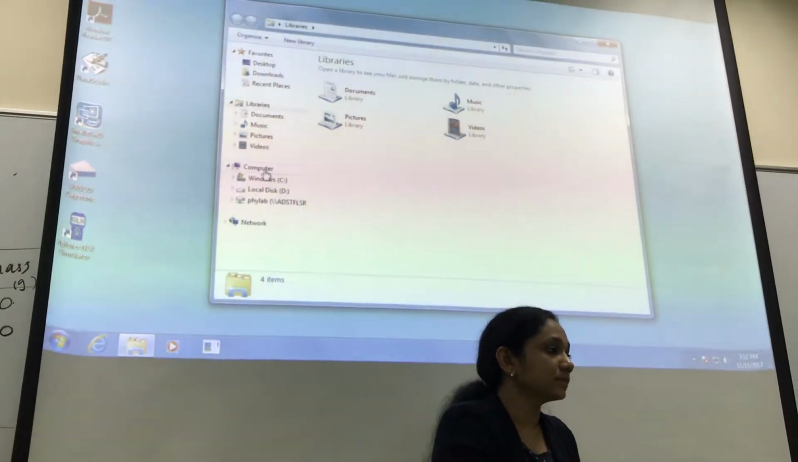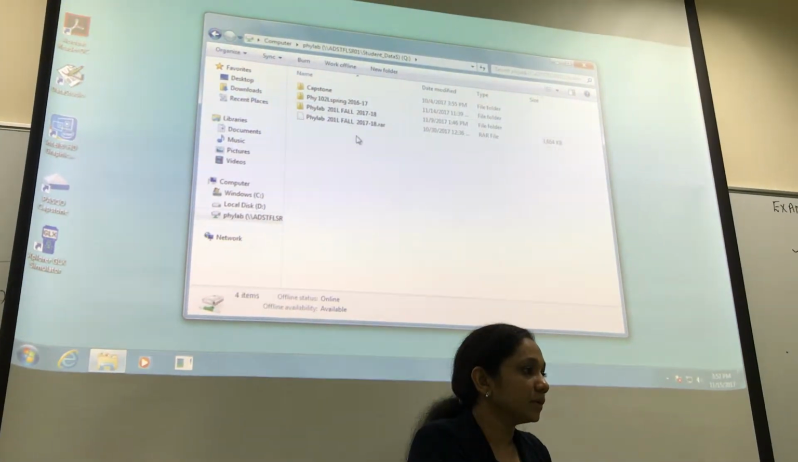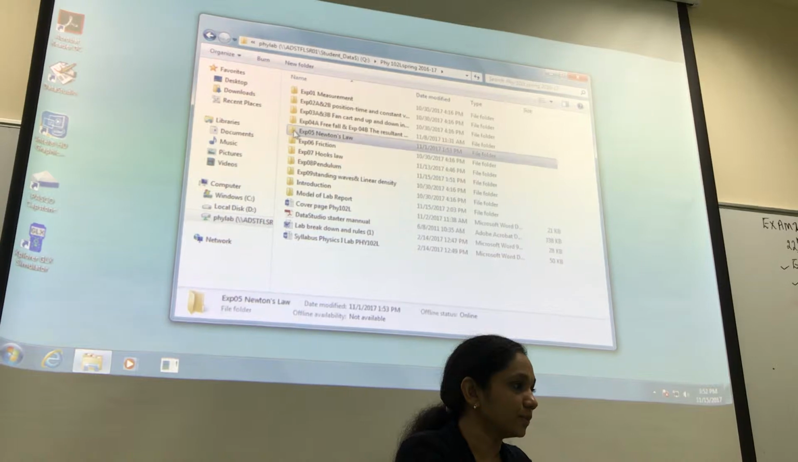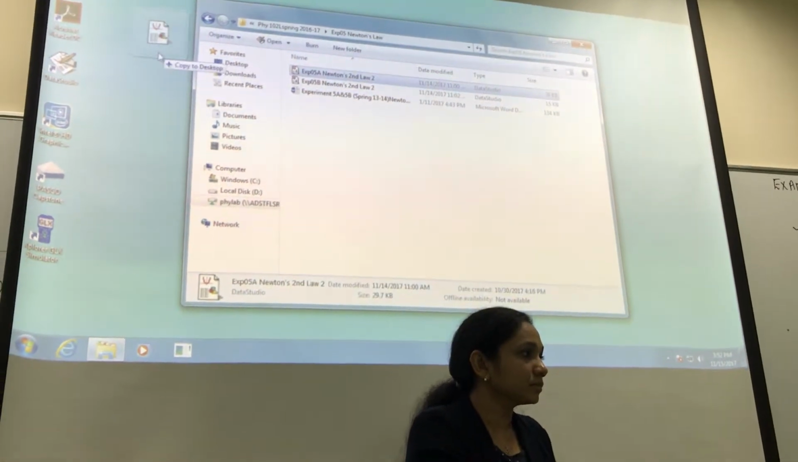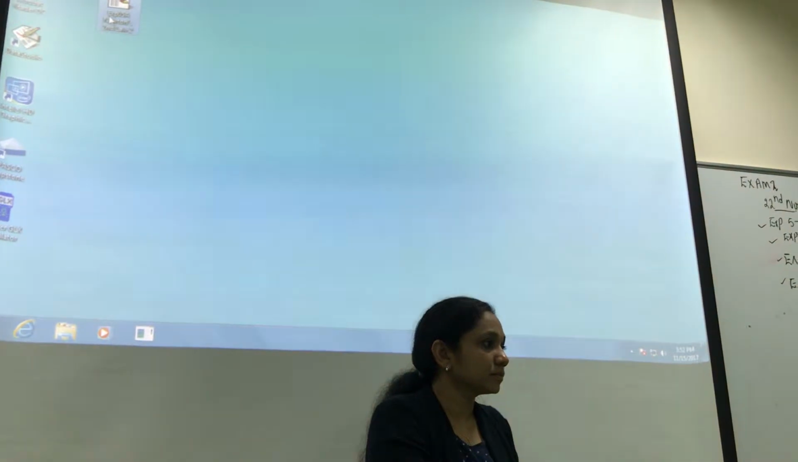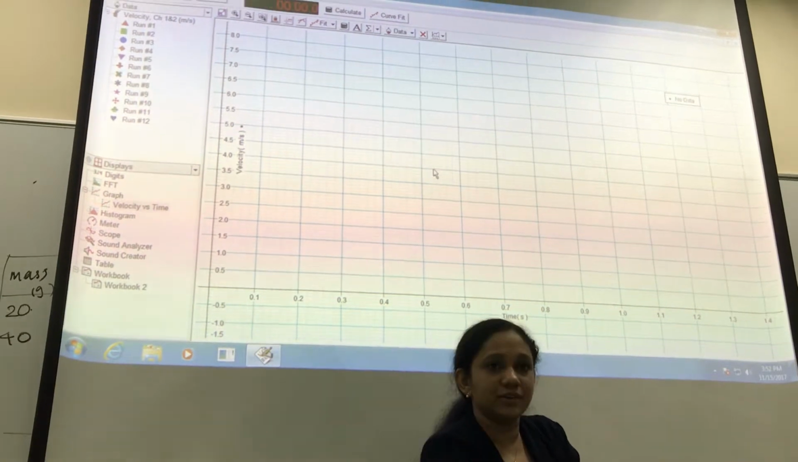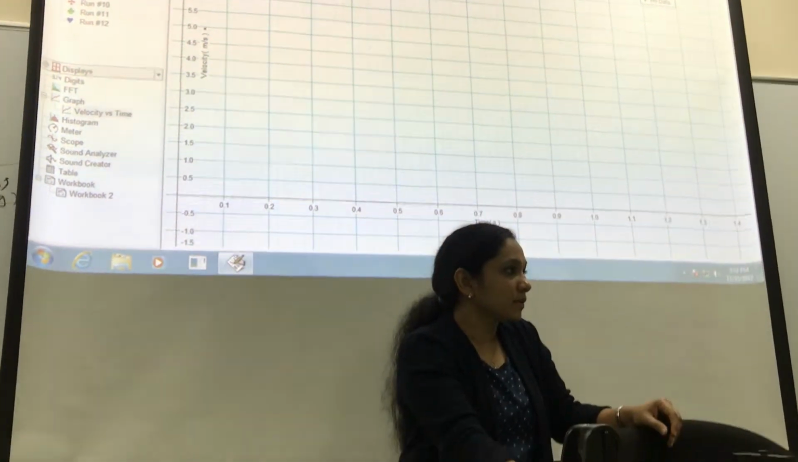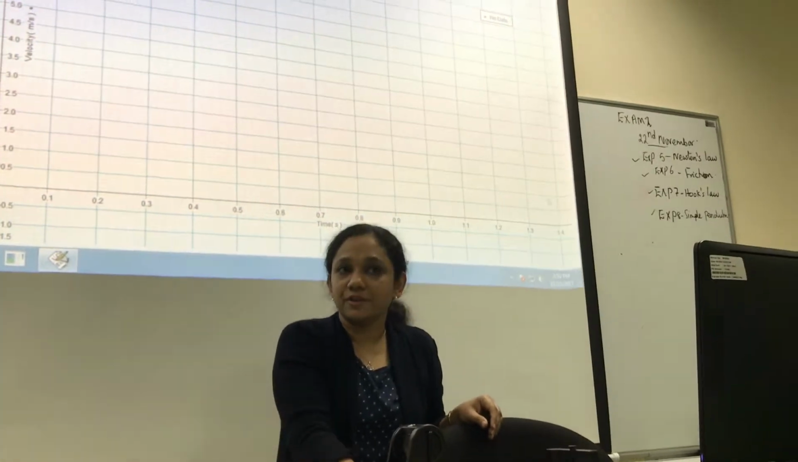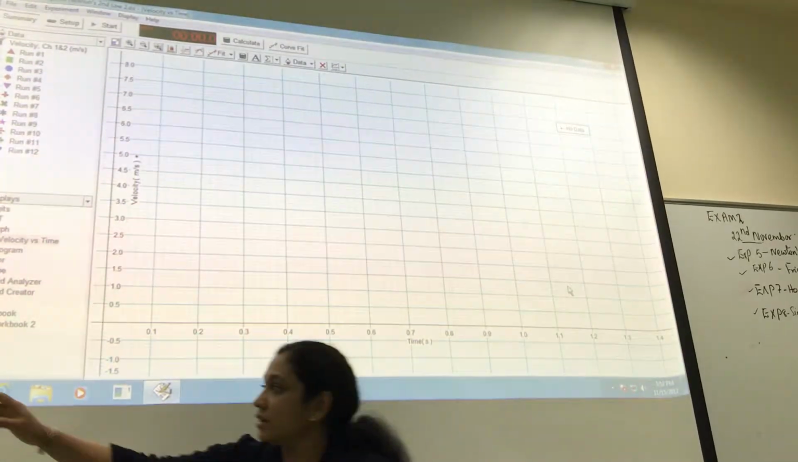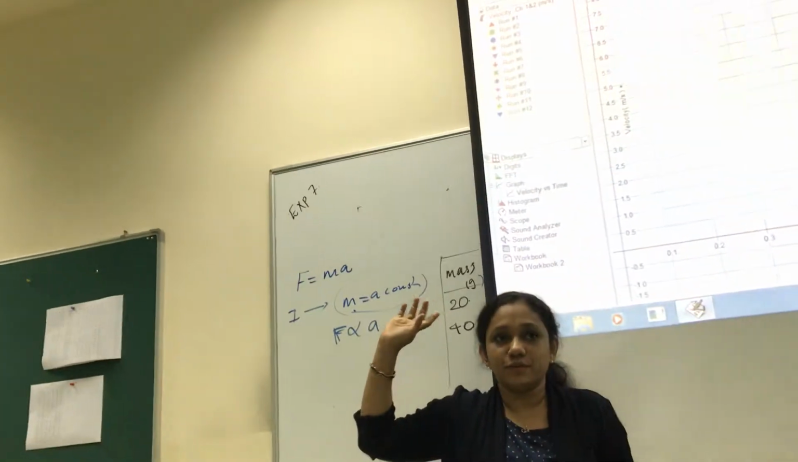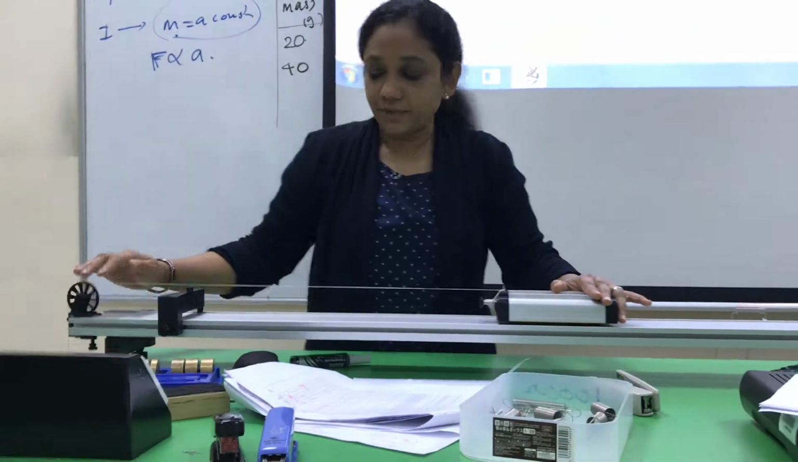In order to do the experiment, open the file. When you are saving, this happens. All the readings are there. Don't save. So you can see a velocity time graph here. We are going to find out the acceleration and prove that it is proportional to force. Now the force is 55 divided by 1000 into 9.8. That is the force here. Okay. We will find out the acceleration.